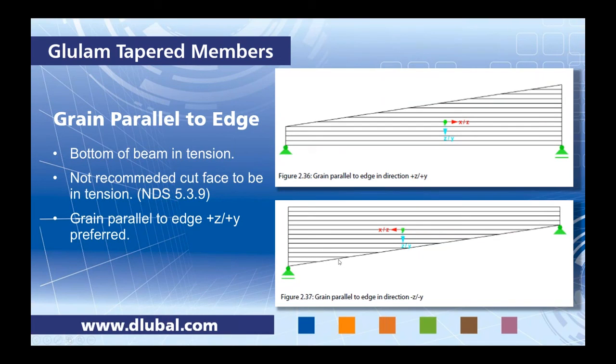I mean, we have these different glued laminates at the bottom. We put them in tension, well, we might have issues. So it's always recommended to put the grain parallel to the edge in the positive local z-axis, which is what you're seeing with this top picture up here.